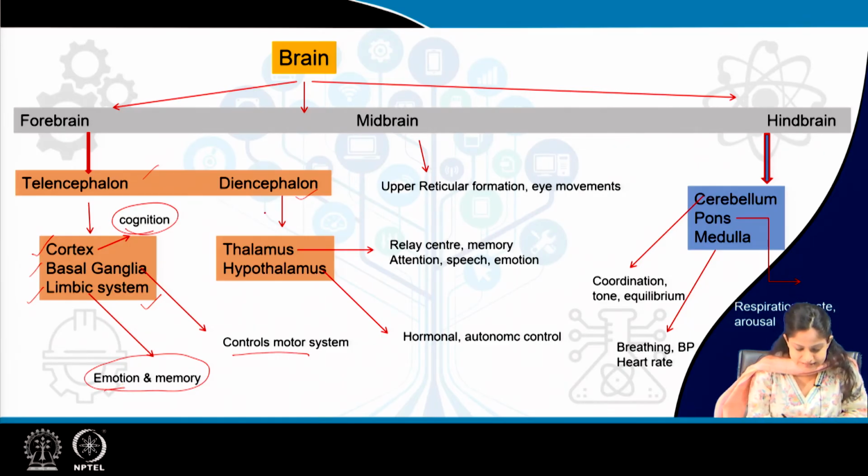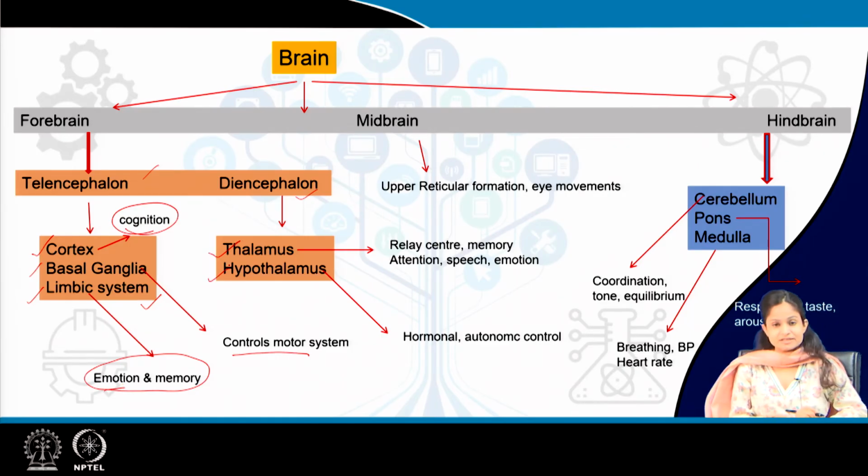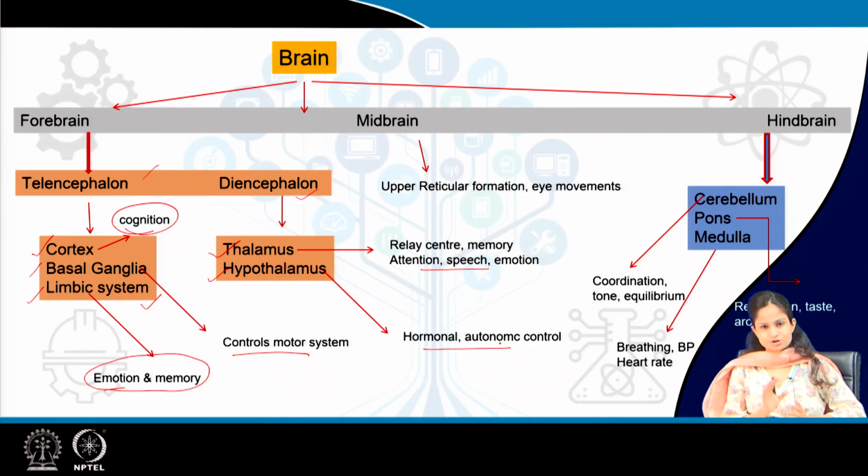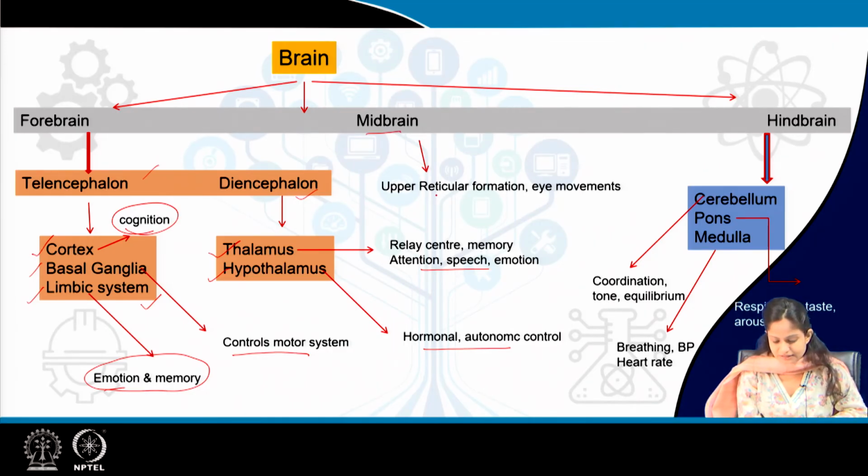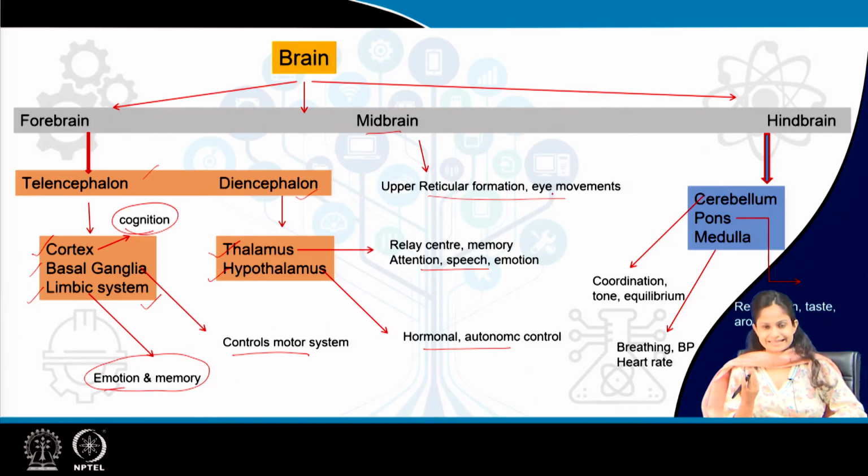Then diencephalon consists of thalamus and hypothalamus. Thalamus is mainly the relay center for memory, attention and speech. Hypothalamus has hormonal control and autonomic control, that is the involuntary activities. Midbrain, you have to remember the upper reticular formation for arousal state and eye movements. Cerebellum, as I told you, is mainly responsible for tone, posture and equilibrium. Pons mainly for respiration, taste, and medulla is very vital for our breathing, blood pressure regulation and heart rate.